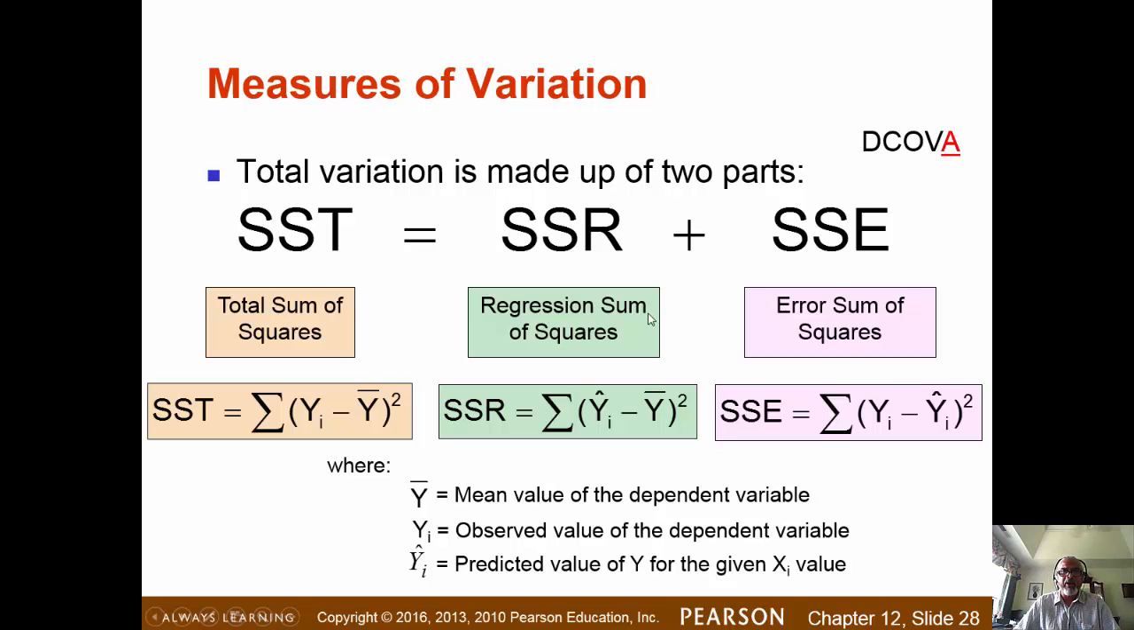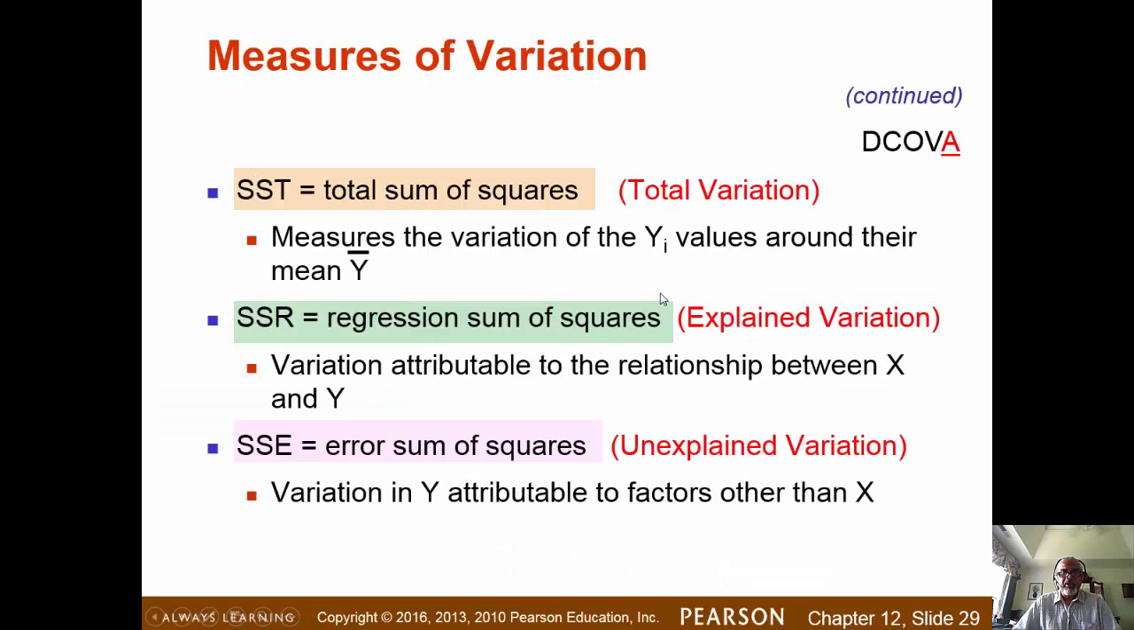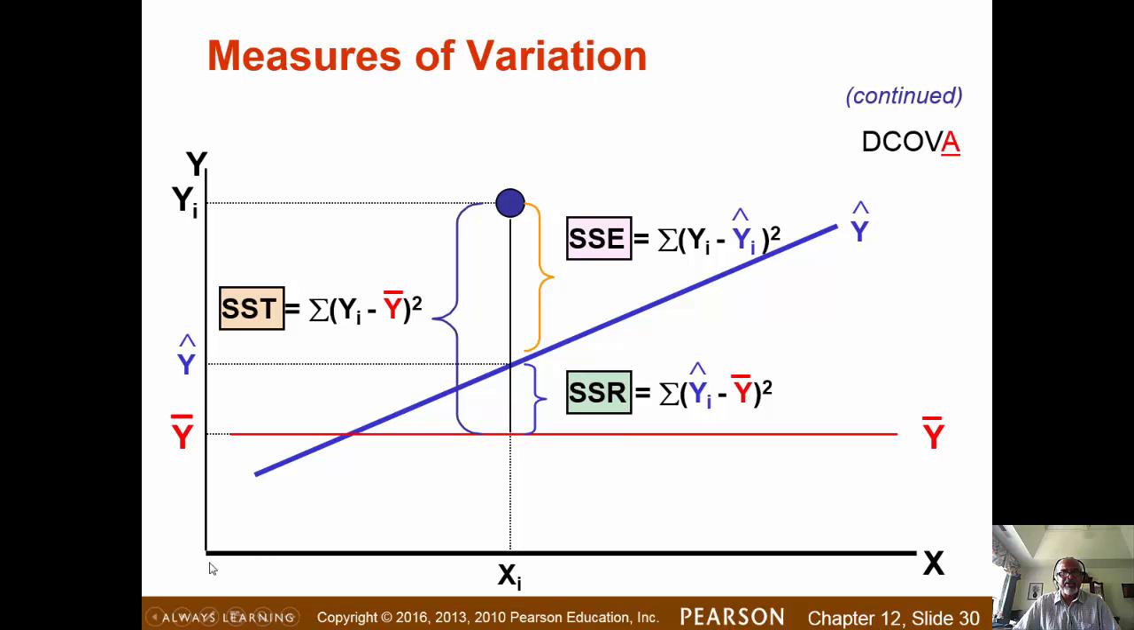So let's look at a graph now. Here is x on the x-axis, y on the y-axis. Now suppose you ignore the x's, and this is y bar. Then each y value will differ from y bar by some amount. You take that difference for each point, square that and sum, that's your SST, where we are not including x in any way for predicting y.